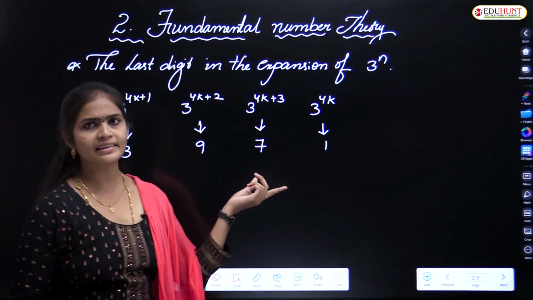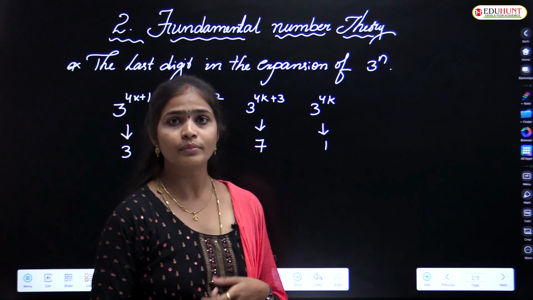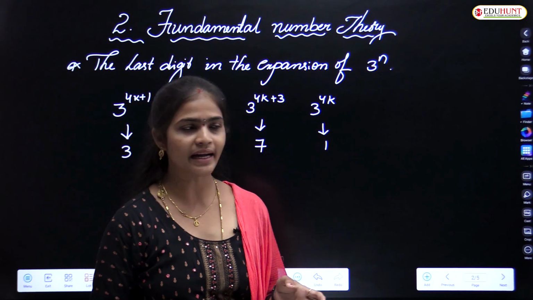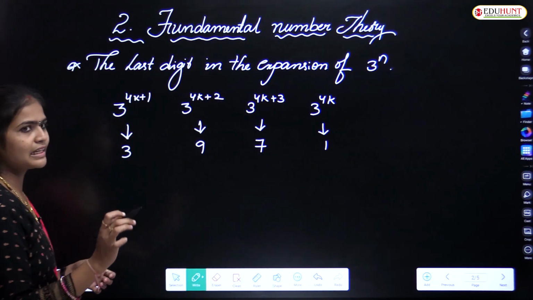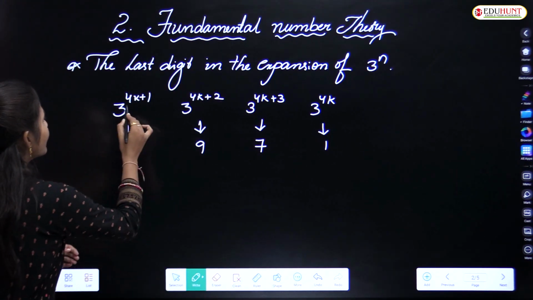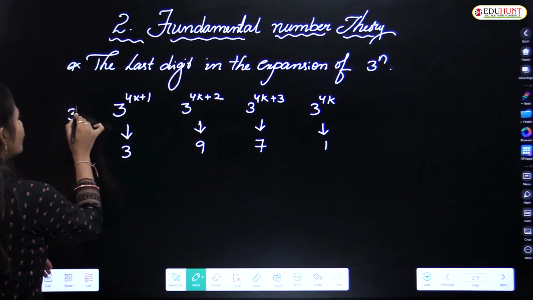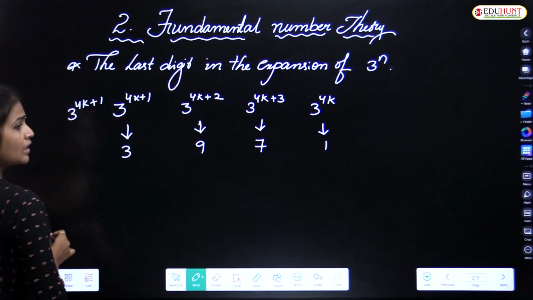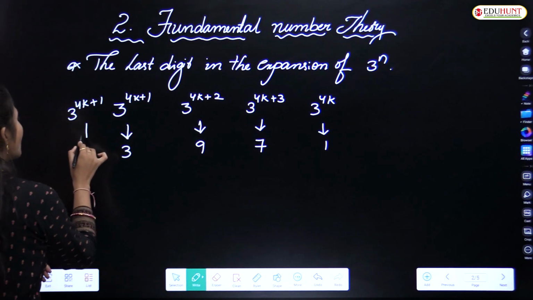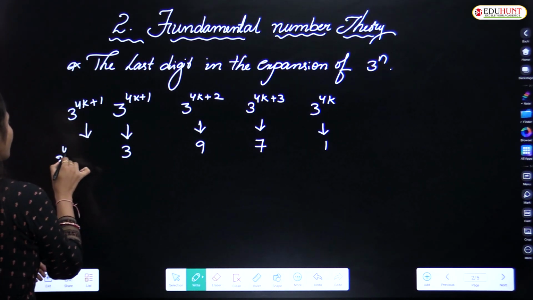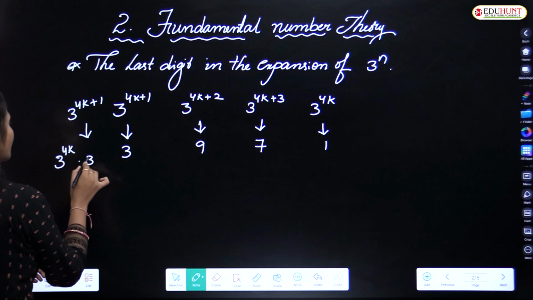Madam, how are you writing all this, did you memorize it or not? Maybe you may get the doubt. I didn't memorize it, I will tell you the concept. Here this is 3 power 4k plus 1, no? How will you write this? 3 power 4k into 3 power 1.